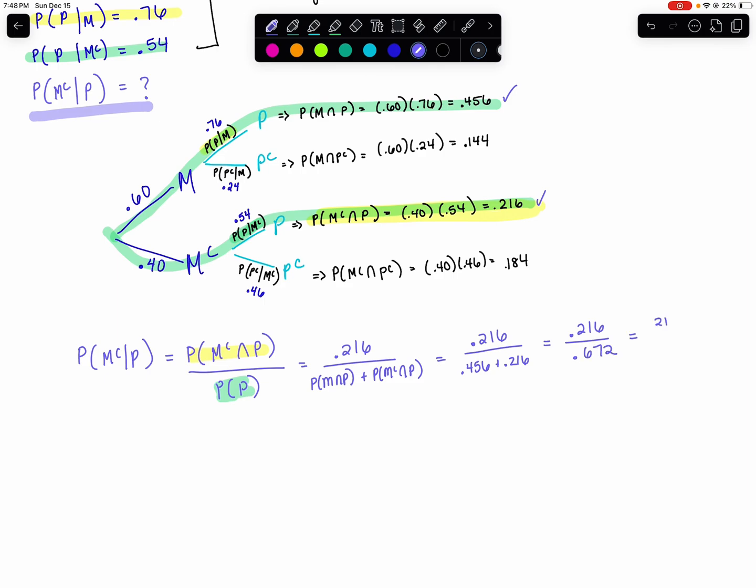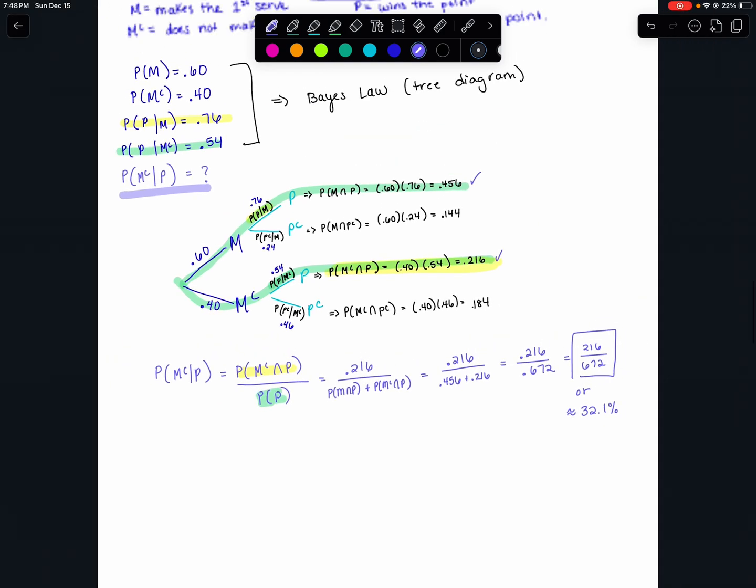And we never leave decimals in our fractions, so 216 out of 672 is fine. Or if you want to turn that into a percent, I think it's about 32.1% of the time, okay? So that would be the answer to the question finally.